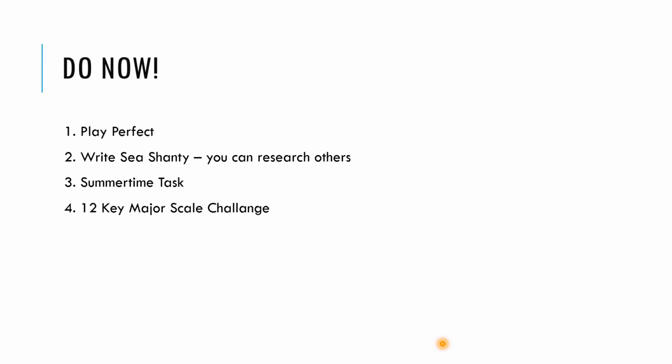Let's move on. So, here's some things you can do now. You can play Perfect, or you can play through Wayfaring Stranger. If you're not up for that, you can write your sea shanty, or you can research others. You can start on the Summertime task. The scaffold is on the Learning Hub. No need to write it out by hand. We don't need to kill any more trees. And if you really want to go for this 12-key major scale challenge thing, give that a go. I would break the rest of this lesson up into sections. So maybe aim for 2 or 3 out of these 4 tasks.